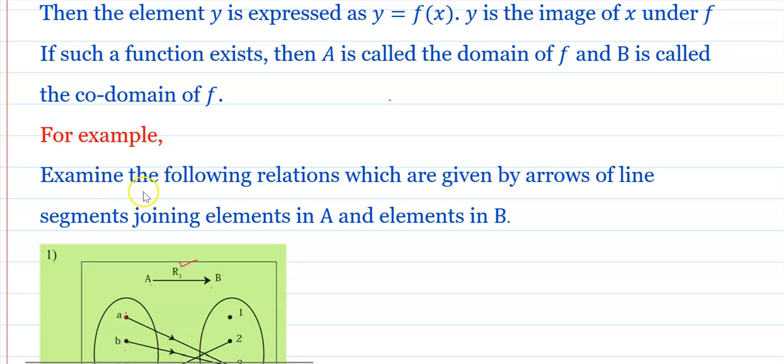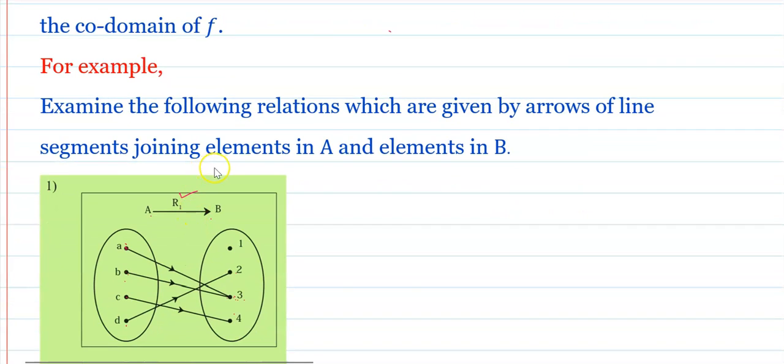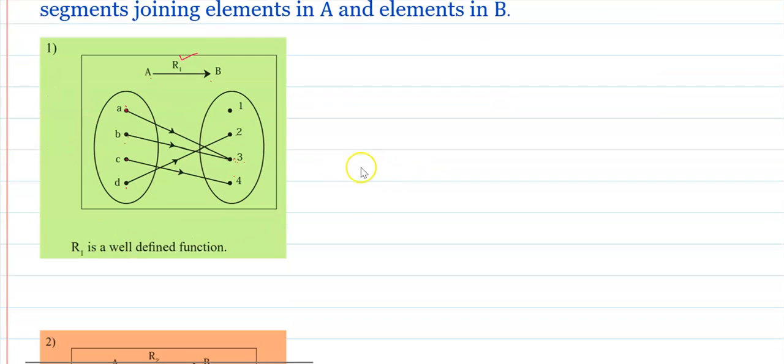For example, examine the following relations which are given by arrows or line segments joining elements in A and the elements in B. Now see this, the relation is defined from the set A to the set B. Now, the image of element A is 3, the image of B is also 3, the image of C is 4, the image of D is 2. Every element in A has its image in B. An element in A is related to only one element in B, its image is only one, there are not two. Okay, and therefore R1 is a well defined function.